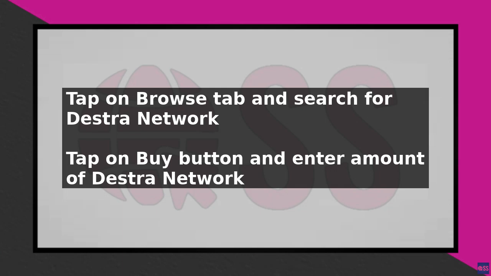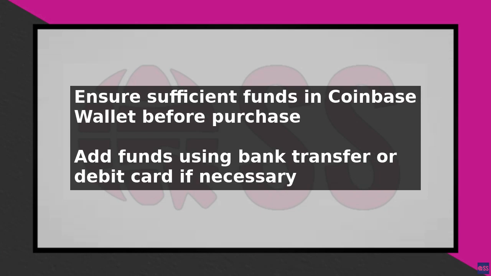Before you make a purchase, make sure you have sufficient funds in your Coinbase wallet. You can add funds to your wallet using a bank transfer, debit card, or other payment methods. Once you have sufficient funds, tap on the Buy button to complete the purchase. After the purchase is complete, your Destra Network will be stored in your Coinbase wallet. You can view your balance and transaction history by tapping on the Destra Network tab.